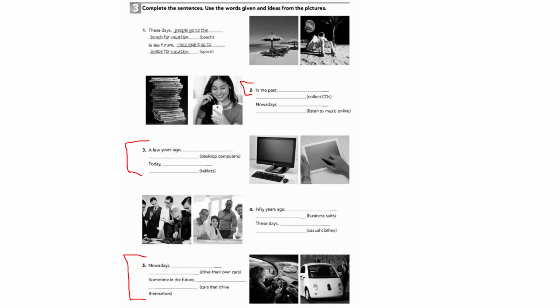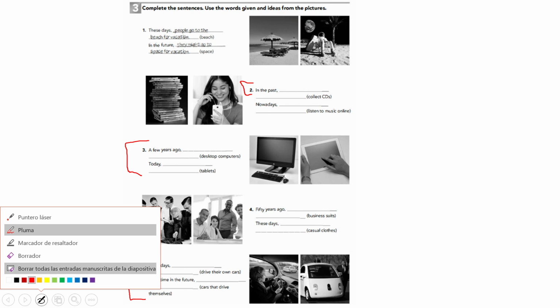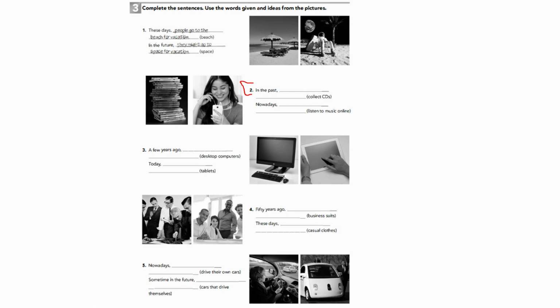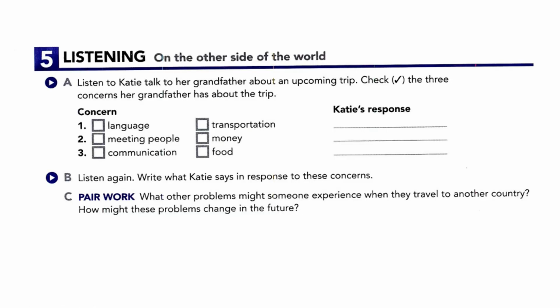That's perfect. Sometime in the future, cars will drive themselves. Is the same idea, just shorter. But your idea was correct. Okay, we're just playing with the future, with the present, with the past. Okay, let's work with our listening.